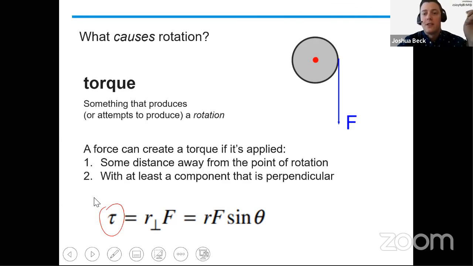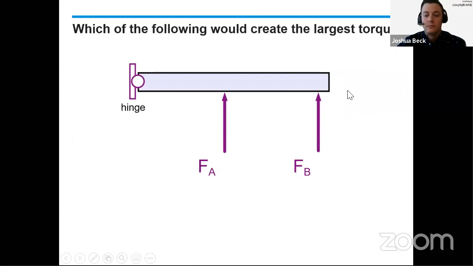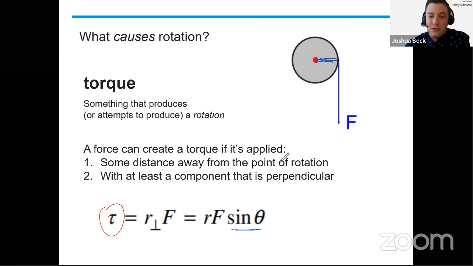r is going to be that value that we just labeled right here. That's going to be the distance away from that point of rotation. And then F is going to be the size of the force. This component here, this sine theta component, that's really only going to be used if you're pulling at some angle.